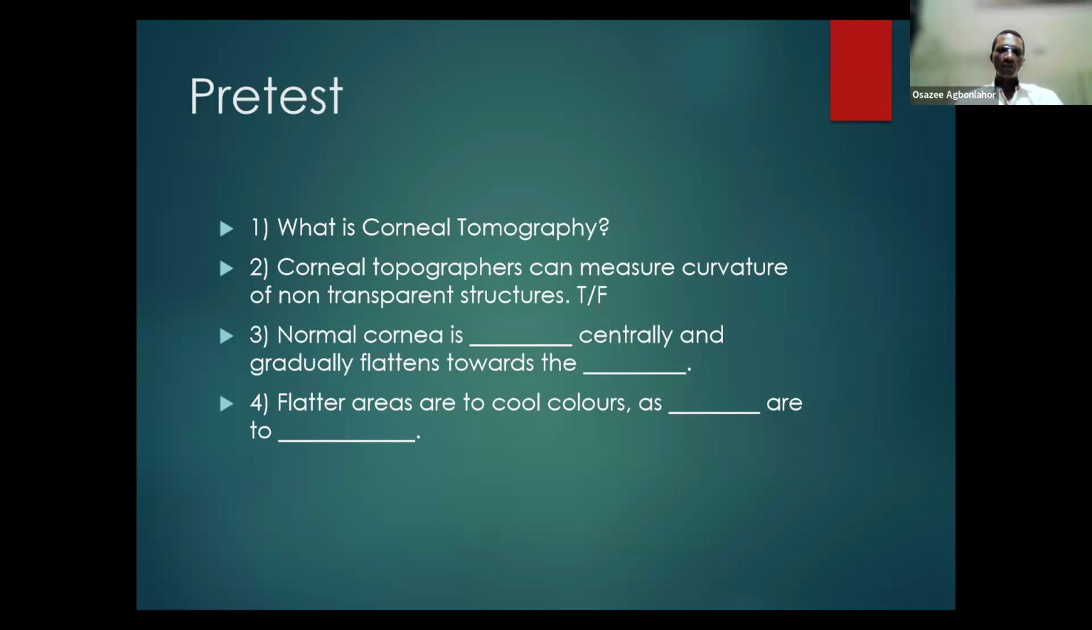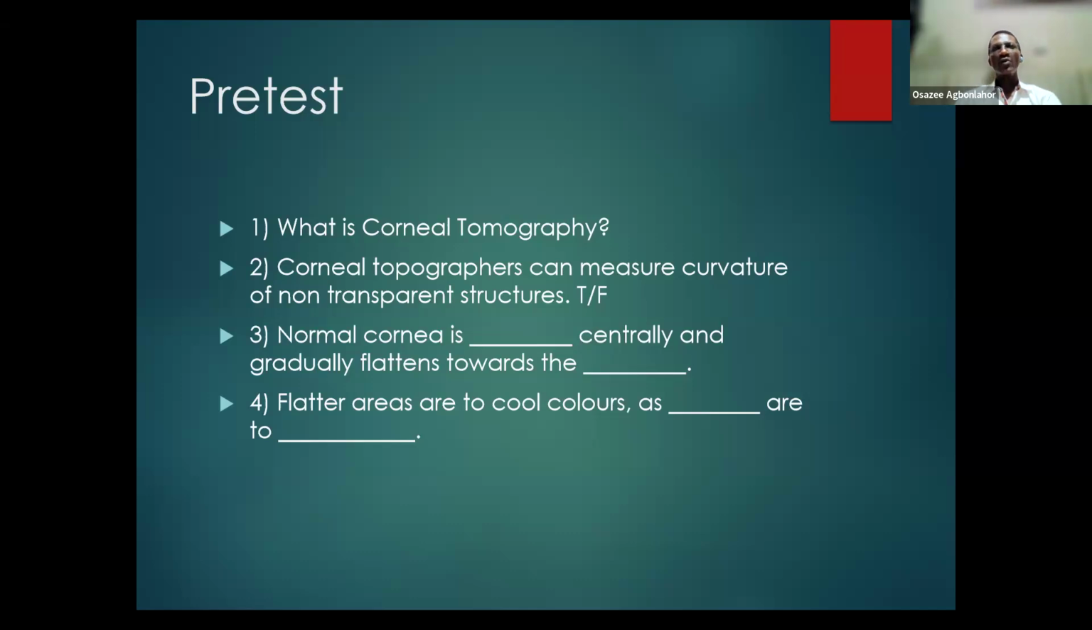All right, so that's the first question. But the second question says, corneal topographers can measure curvature of non-transparent structures. I think I also mentioned that. The answer to that question is true, not false. That's also another twist. For corneal topographs, I mentioned that those that use the projection-based principle can actually measure surfaces that are not transparent.